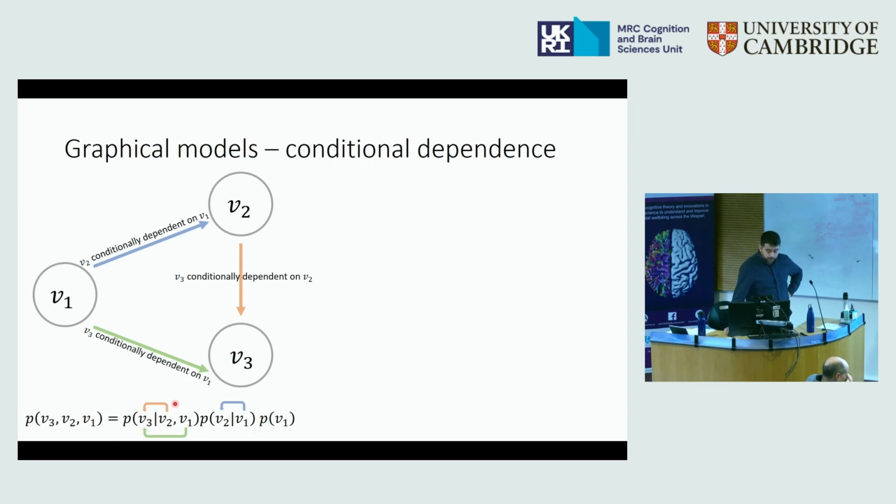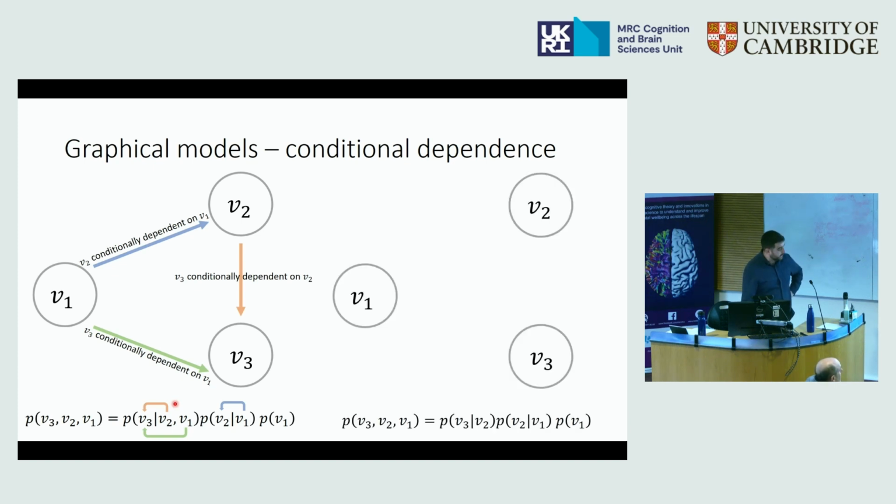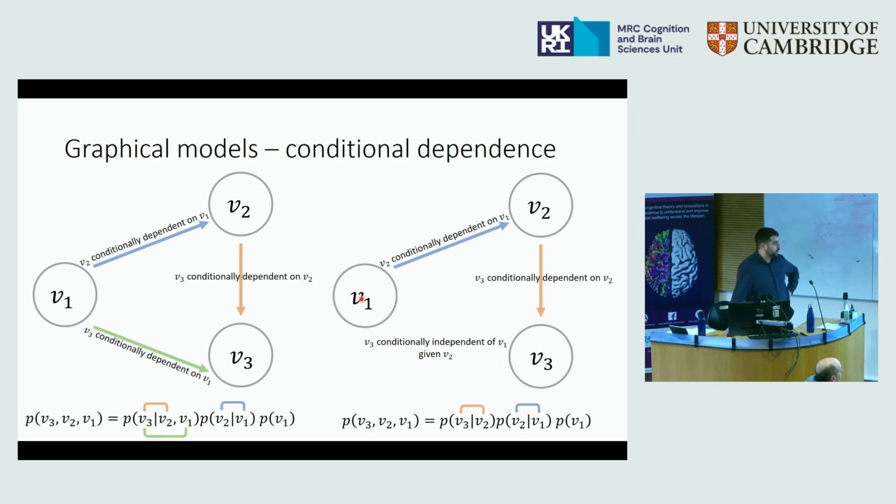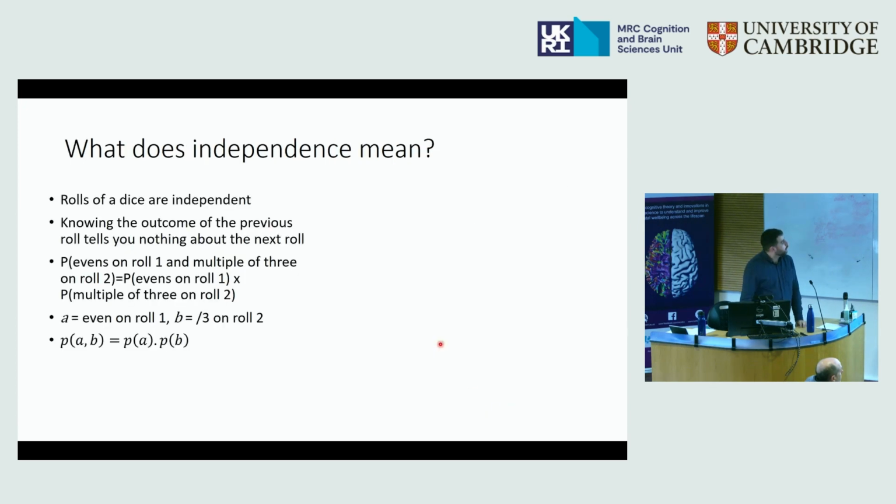But now I'm going to show you what happens when you take away a link. So I've removed the green link here. V3 is now independent of V1, as long as we know what V2 is. I'll explain a little bit more about what that means in a second. Essentially, I've just removed the green link down here. We've still got the blue, we've still got the orange, but I've just taken away the green link, right? So what is independence? Why does it matter? Why have you taken away that link?